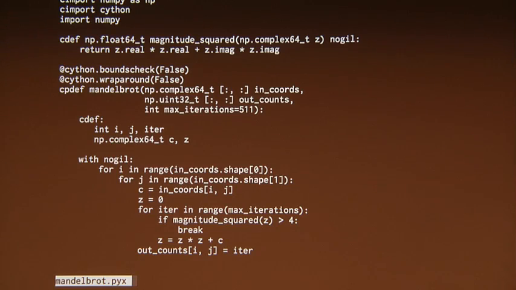Also got the no GIL thing to say this can be called without the GIL. Everything else is the same. There's the bounds check and wraparound. That just turns off some extra array checks. For NumPy, it basically turns off safety checks and doesn't allow me to index with negative values. All right, but the rest is the same, okay?